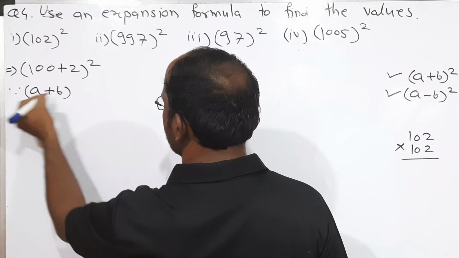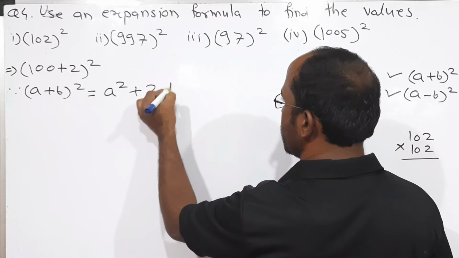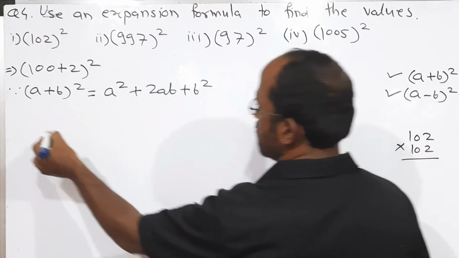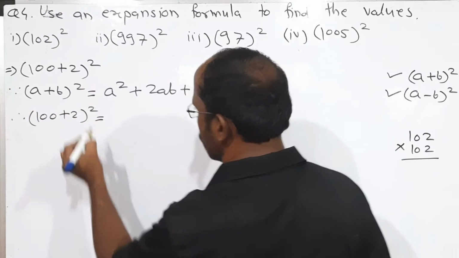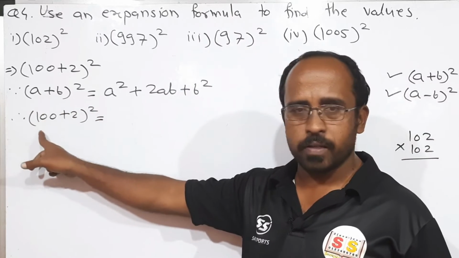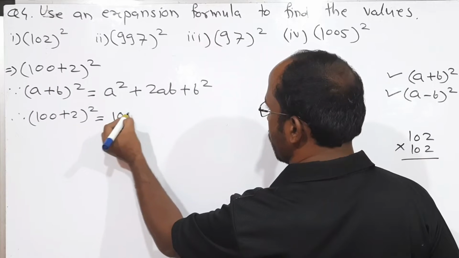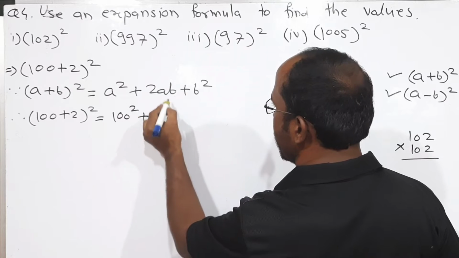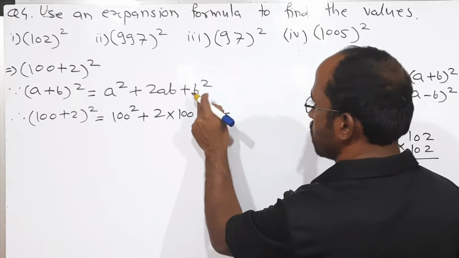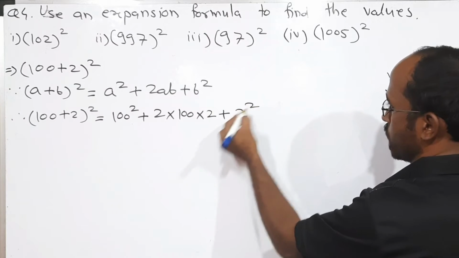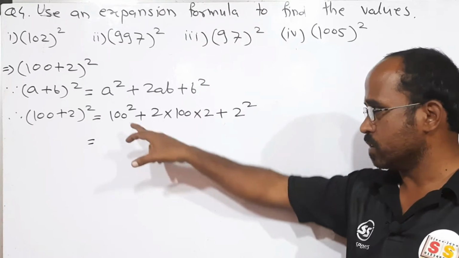Whenever we use a formula, let's write the formula first. (a plus b) square is equal to a square plus 2ab plus b square. Then (100 plus 2) square is equal to, at the place of a replace 100, at the place of b replace 2. So a square means square of 100, plus 2 multiplied by a, which is 100, multiplied by b, which is 2, plus b square, which means 2 square. Clear?